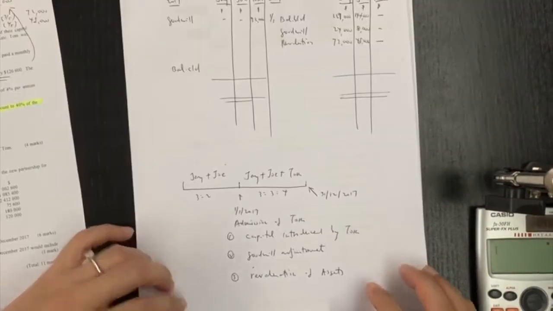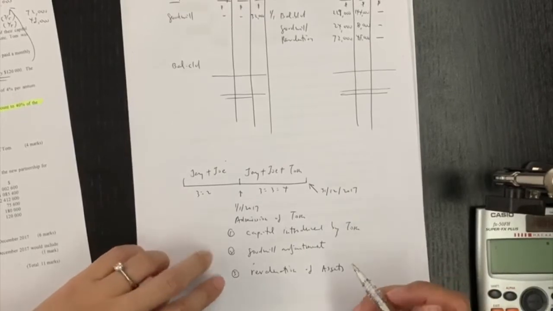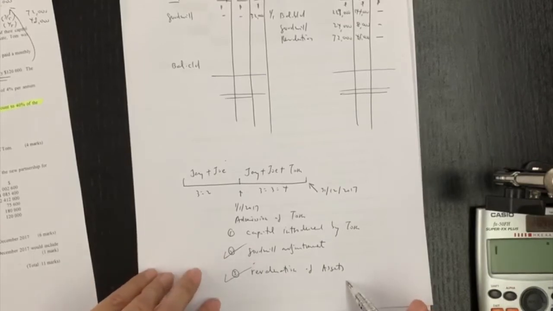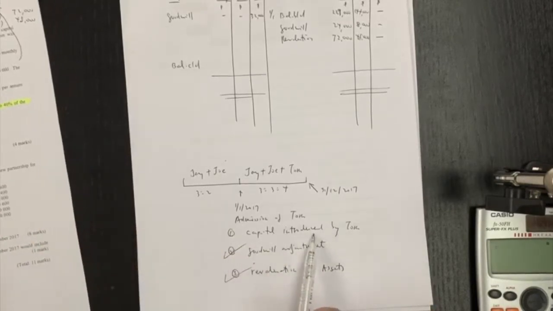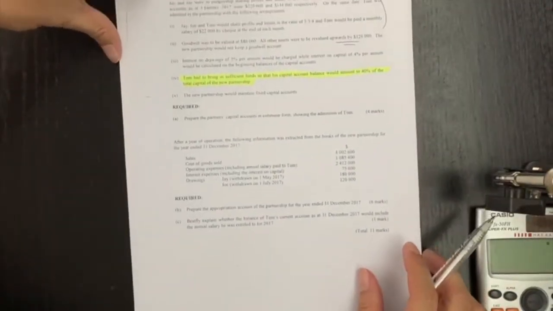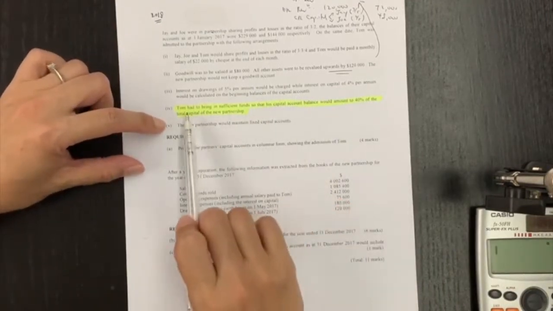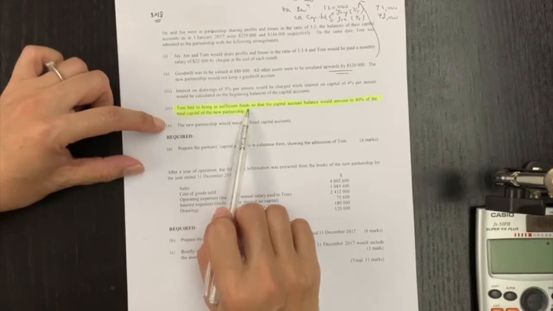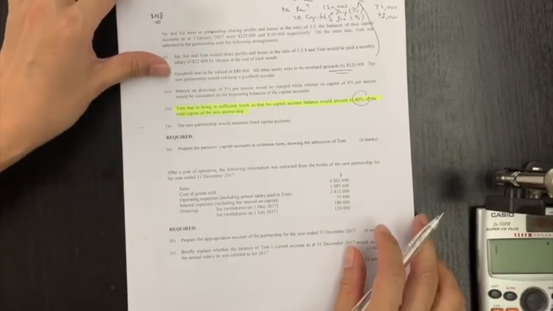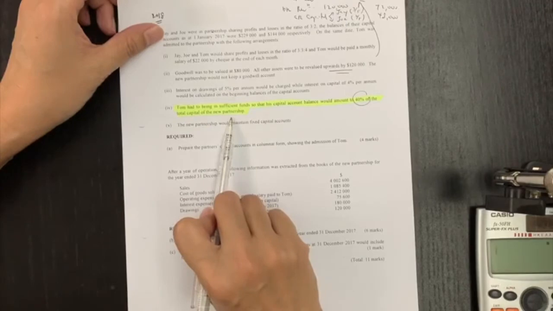Okay, so next let's check what we have done so far related to admission of Tom. We have done goodwill adjustments, we have done revaluation of assets. Okay, now this capital introduced. Okay, now we are going to solve this problem. And actually, point number 4, this point is the most special thing in this question, and saying that Tom had to bring in sufficient funds of capital, which is equivalent to 40% of the total capital. Okay, and however, how much is total capital of the business, which is not given.